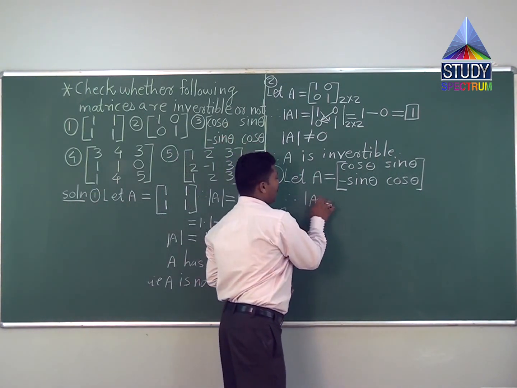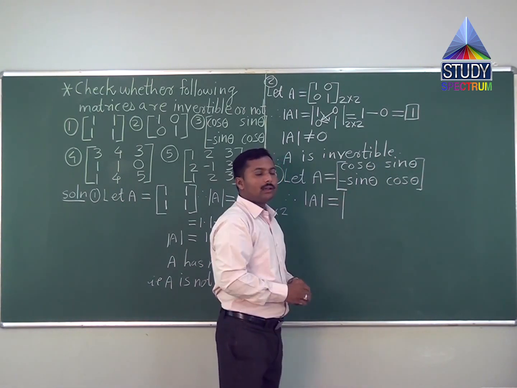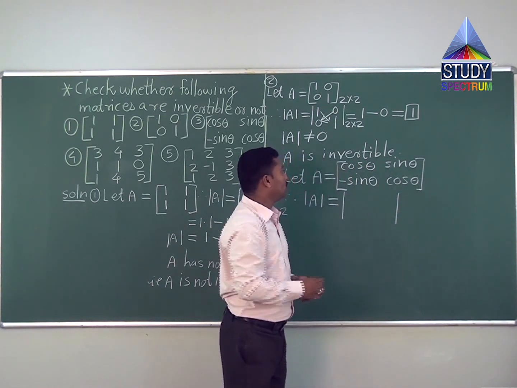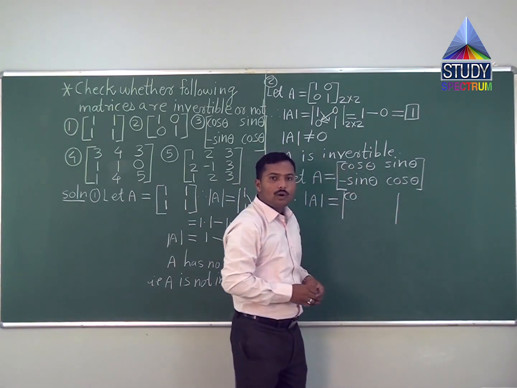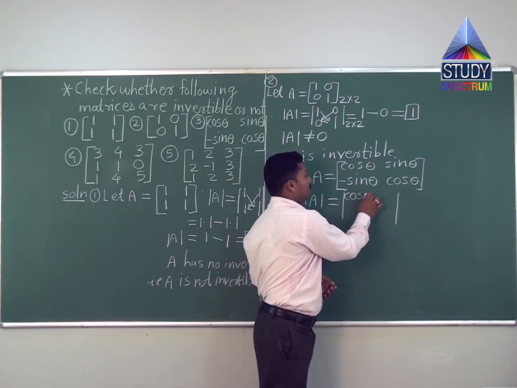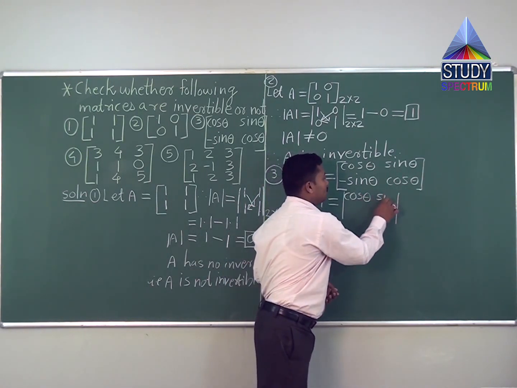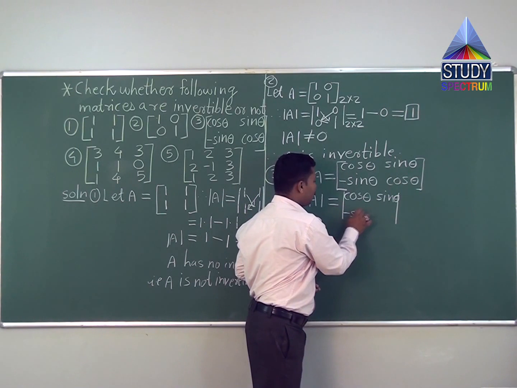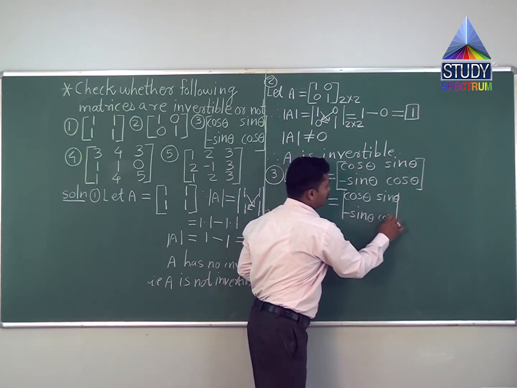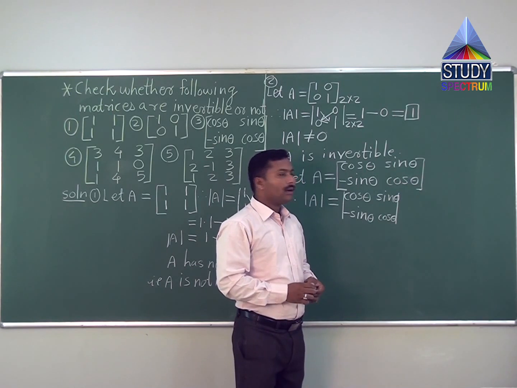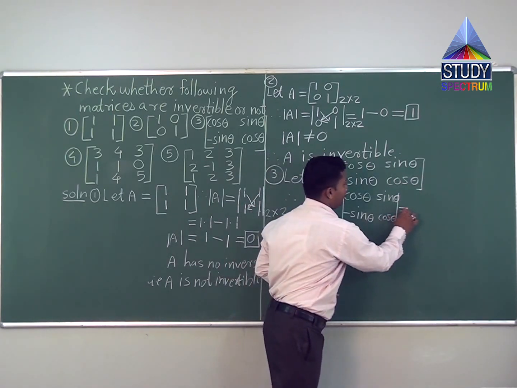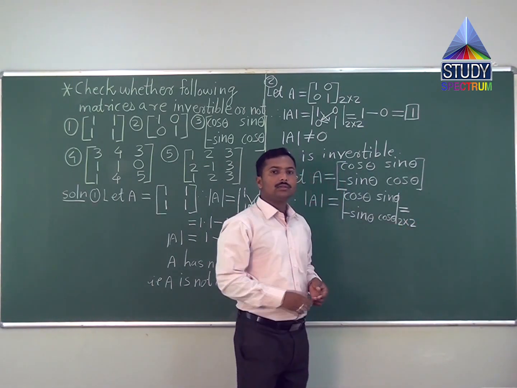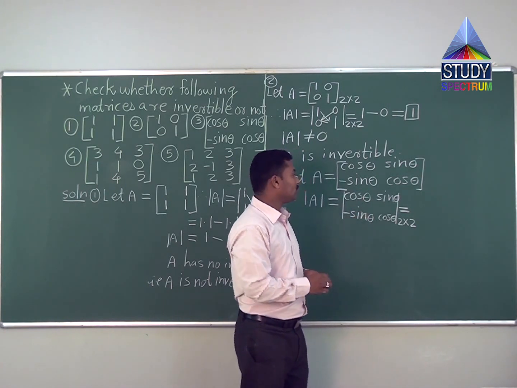So determinant A equals, again, all numbers of the matrix in determinant notation. First row cos theta, sin theta, second row minus sin theta, cos theta. We solve this the same way, because this is again a second order determinant, 2 rows and 2 columns.